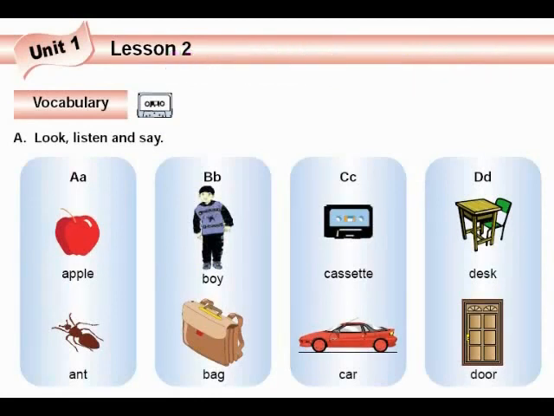Unit 1, Lesson 2, Page 4. Vocabulary. Task A. Look at the letters. Listen to the words that begin with each letter and repeat. A, apple, aunt. B, boy, bag. C, cassette, car. D, desk, door.